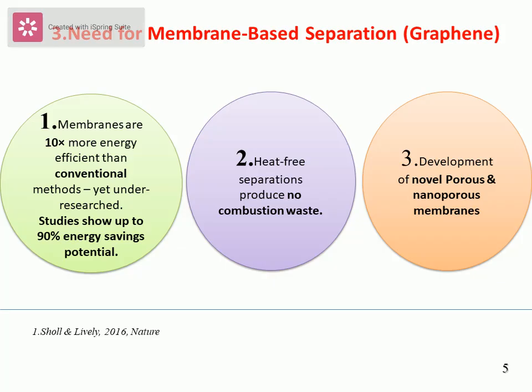Now, why do we need membrane-based separation, especially graphene? The question arises in our mind. So the answer is that the membrane saves 90% of energy and produces no waste. Porous graphene is easy to build and operate, perfect for separation.